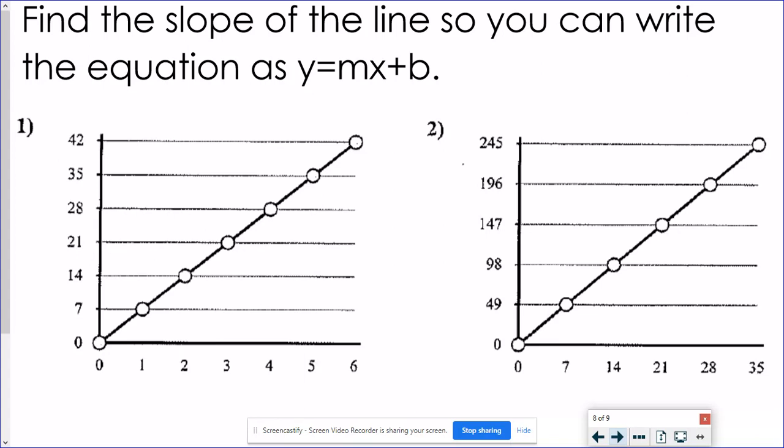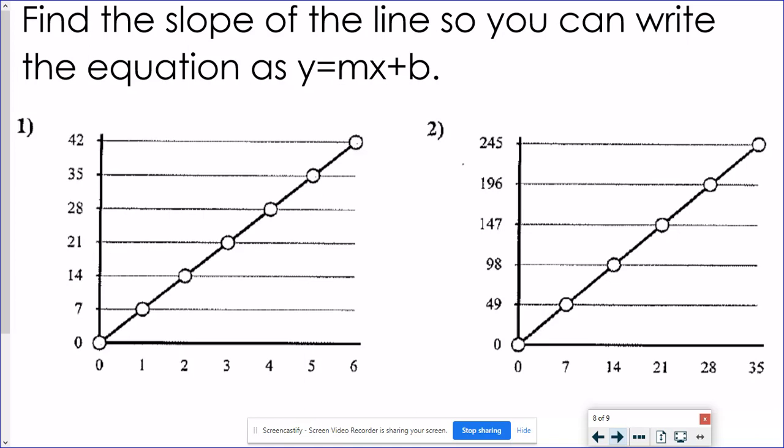And I want you to notice, if you're looking at the entire worksheet right now, all of the graphs basically look the same, right? They're all going to go through the origin. The difference is how the x-axis and how the y-axis are labeled. So all of the graphs, all of the lines really do look very similar.